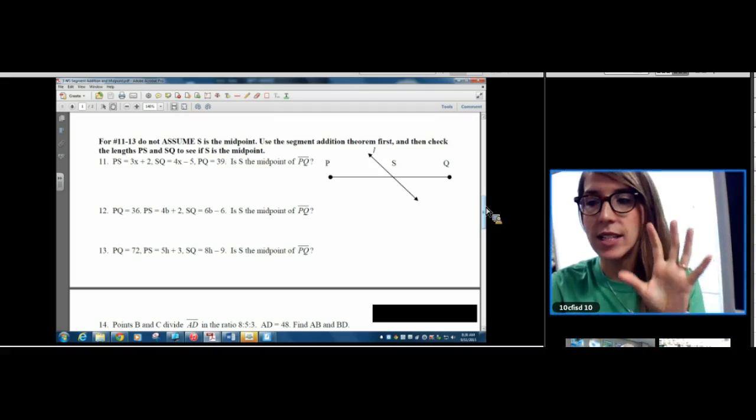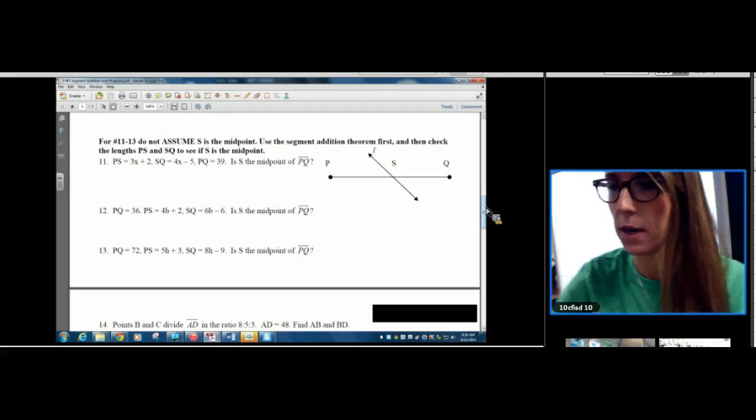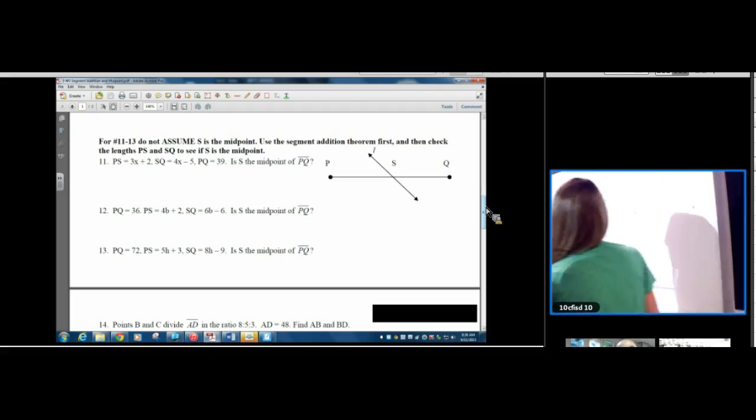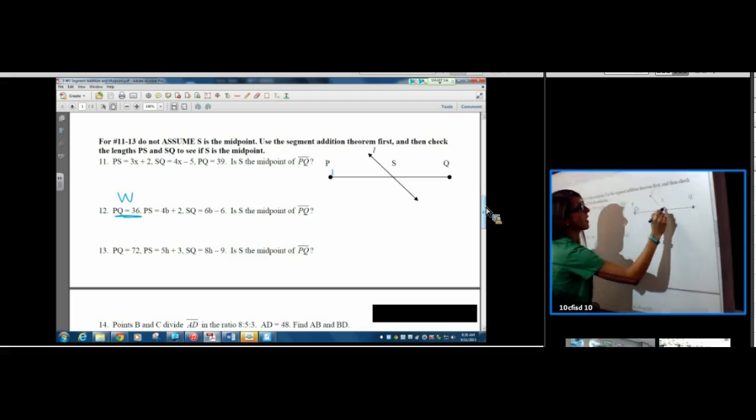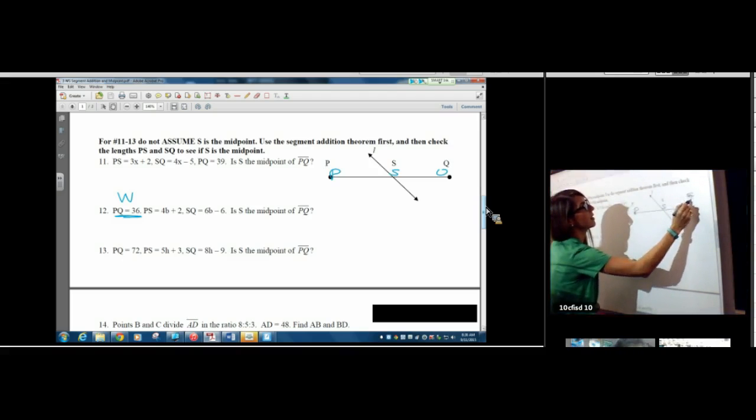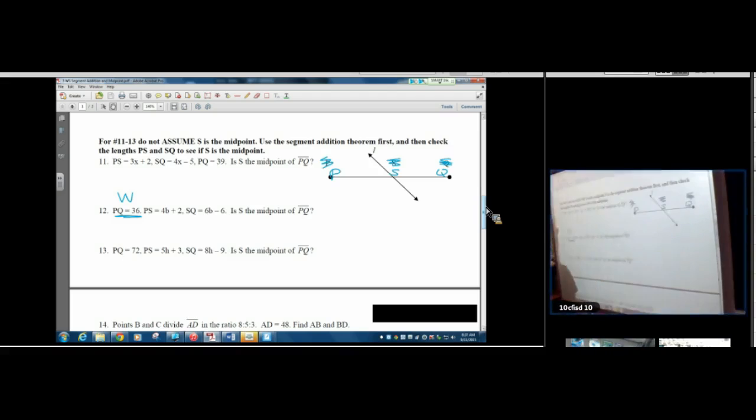So you're not going to set PS equal to SQ. That's what you're not going to do. So you're going to do part plus part equals whole. PQ is the whole. Man, these got messed up, didn't they? Sorry about that. All right, PQ is the whole, PS is one of the parts, and SQ is one of the parts. So I'm going to do part plus part equals whole.